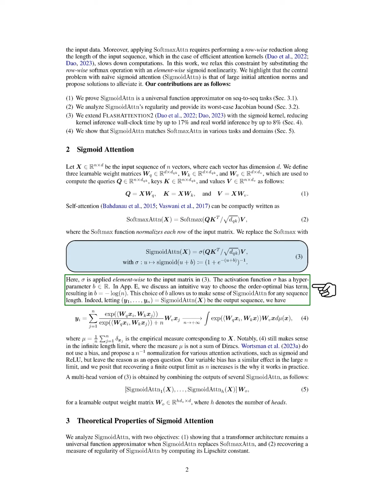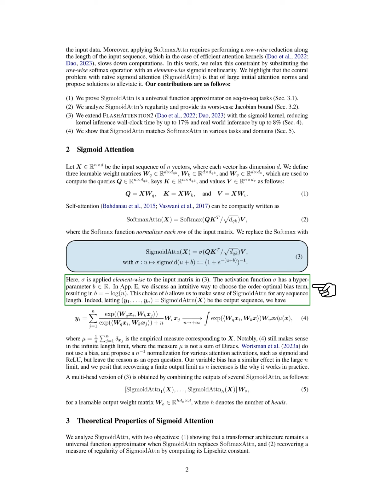We also explore the theoretical properties of our sigmoid attention, focusing on 2 main goals: confirming that a transformer architecture remains a universal function approximator with our method and assessing the regularity of our approach by calculating its Lipschitz constant. We establish that transformers using our sigmoid attention can approximate continuous functions with high precision, ensuring that our modifications do not compromise the architecture's representation capabilities.